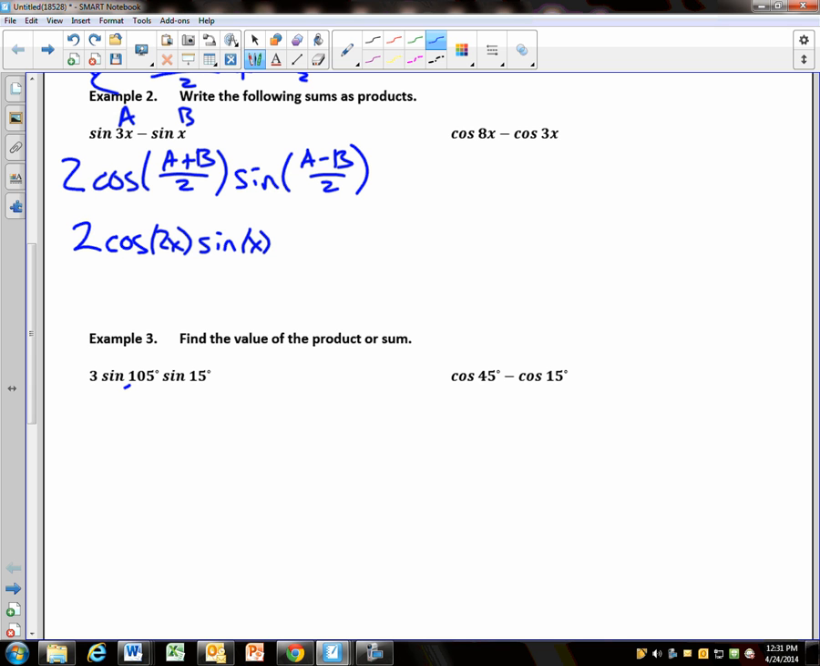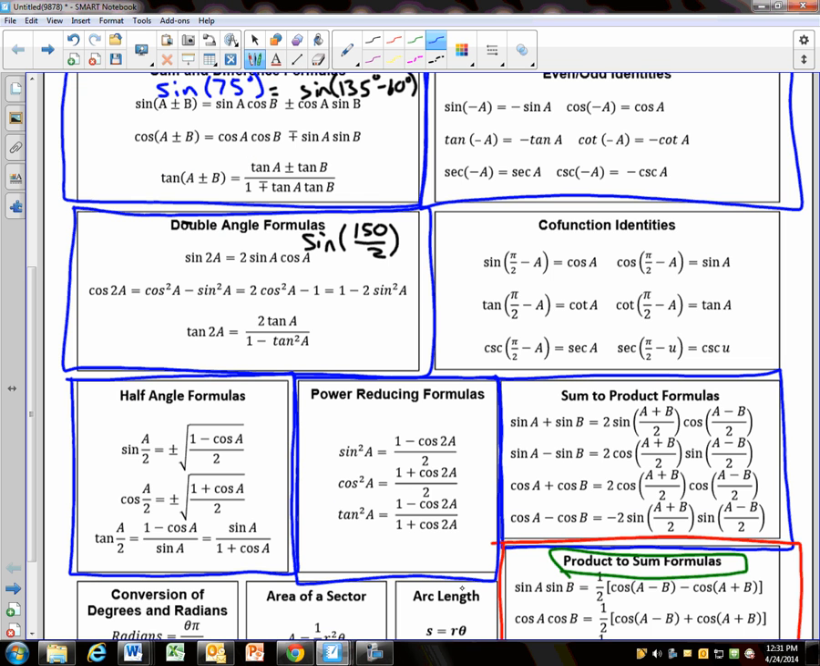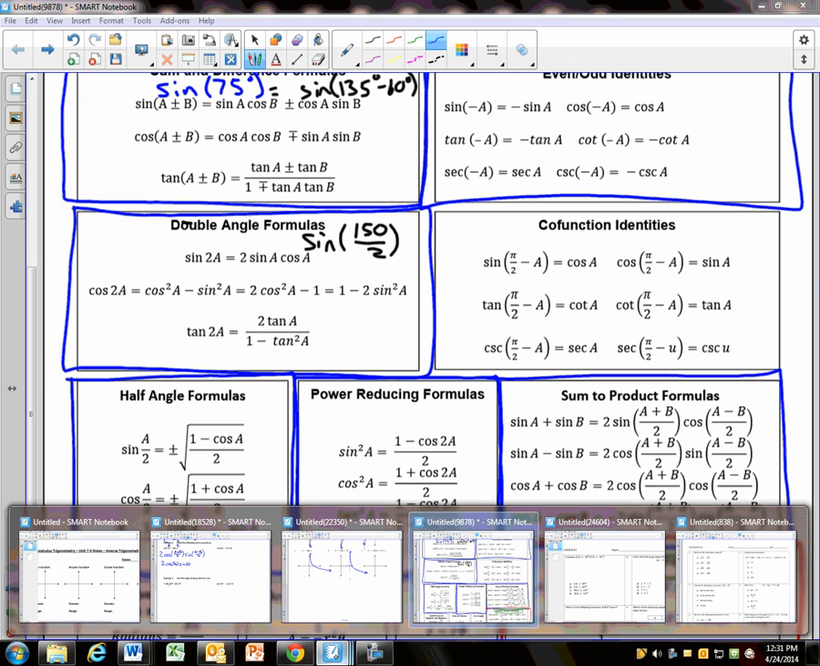So the whole key is just grabbing the right formula. Whatever a and b are, go from there. Which formula is this one going to follow? 1, 2, 3, or 4? Yep, 4. Looks like I have a negative on this one, negative 2. And it's sine and sine.